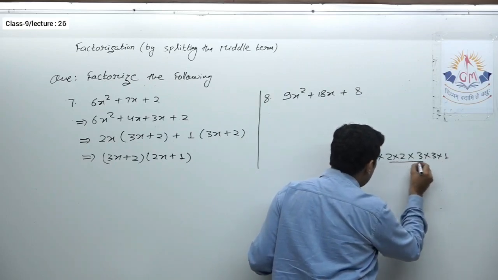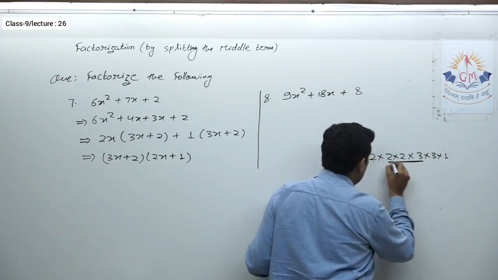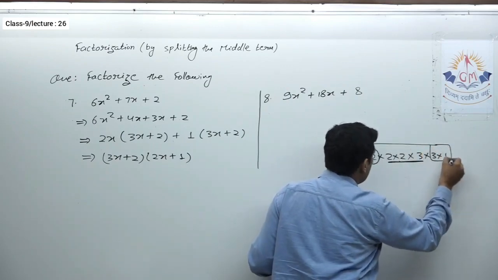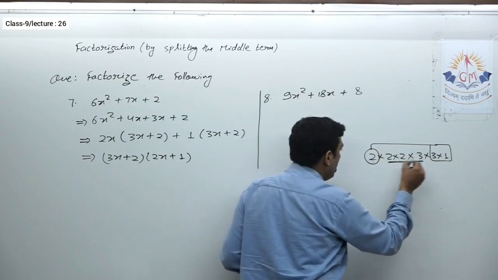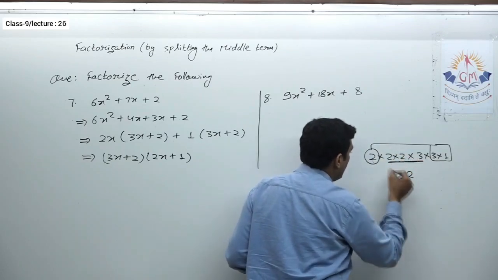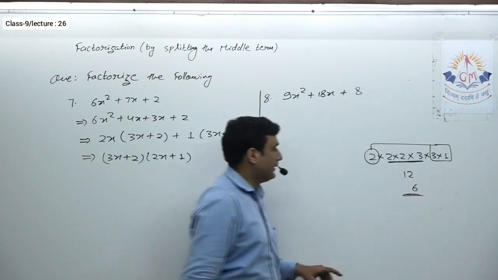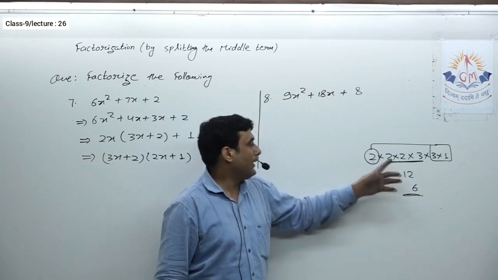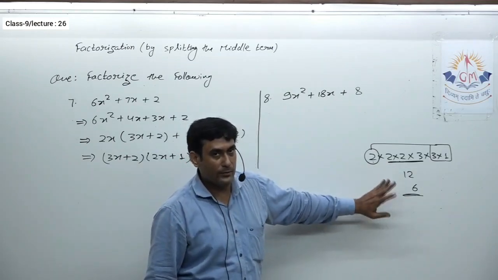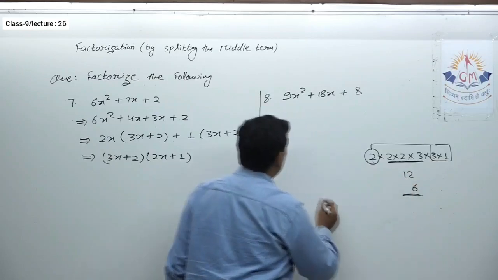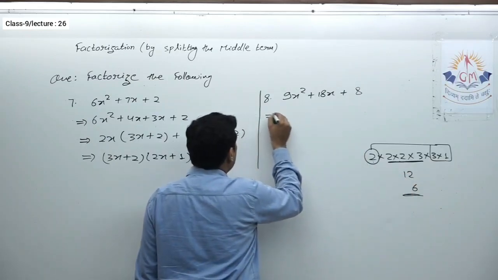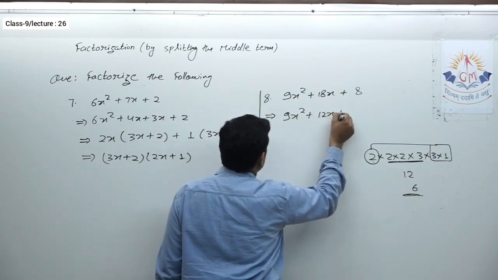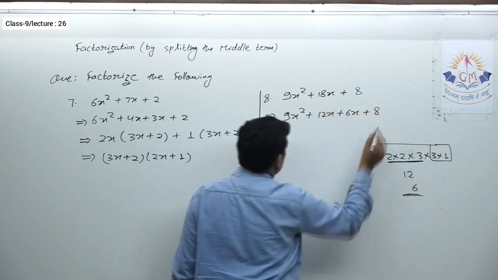Now if I take these 3 in a group and the remaining ones in the other group, this gives you 12 and this gives you 6. Yes, now it is correct. 12 plus 6 is 18, definitely. 12 minus 6 is not useful for us. 12 plus 6 is 18, so we got the correct combination. So here I write 9x square, then 12x, then plus 6x, then plus 8.